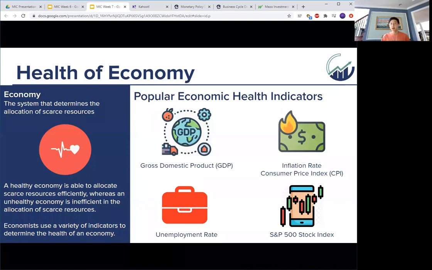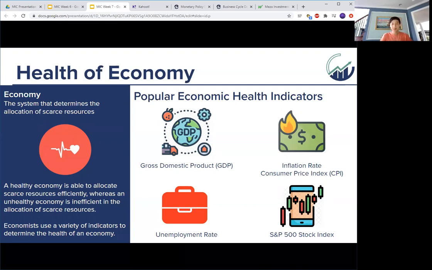Billions upon billions of economic transactions are happening each day. So there's really no way to properly monitor the total health of the economy. So to bypass this issue, economists use numerous metrics that look at different aspects of the economy to try to determine its overall health. So let's take a look at some of the most popular economic health indicators.